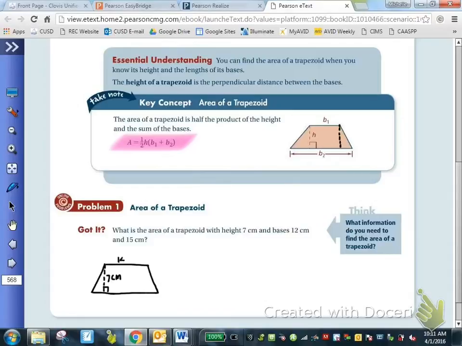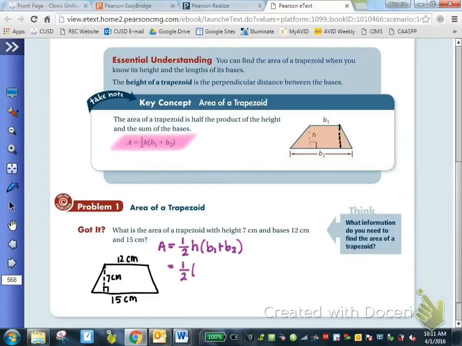One base is 12 centimeters. And the other base is 15 centimeters. Okay. So to find the area, first thing I want you to do is always write out the area formula. Area equals 1/2 height times B1 plus B2. And then we plug everything in.